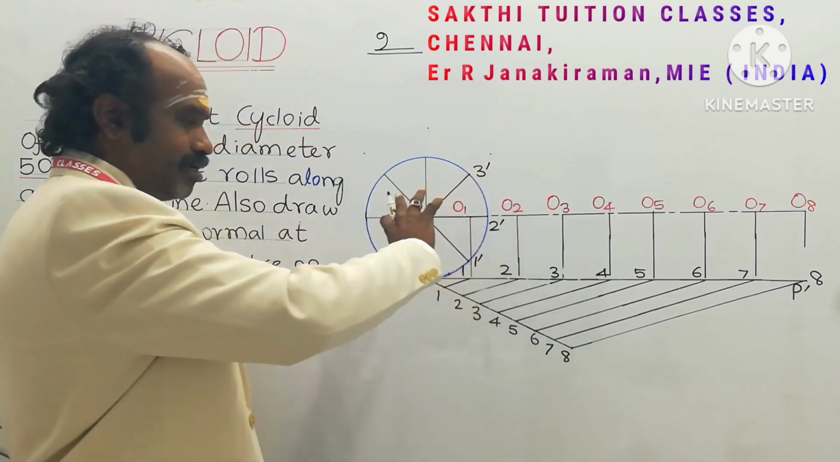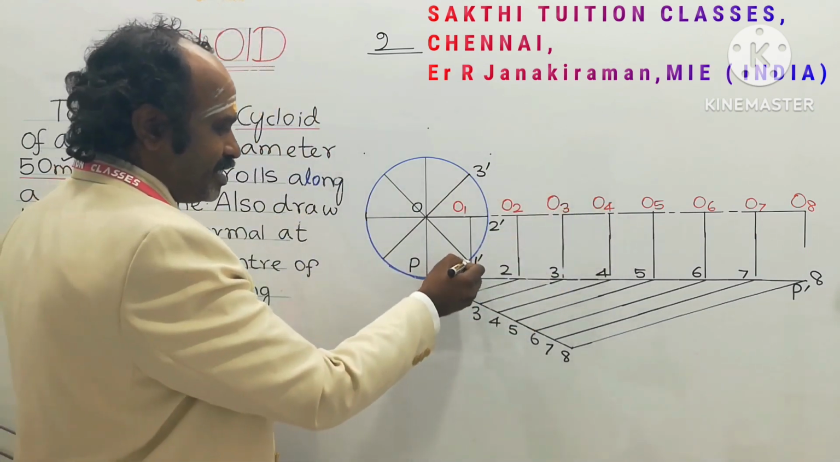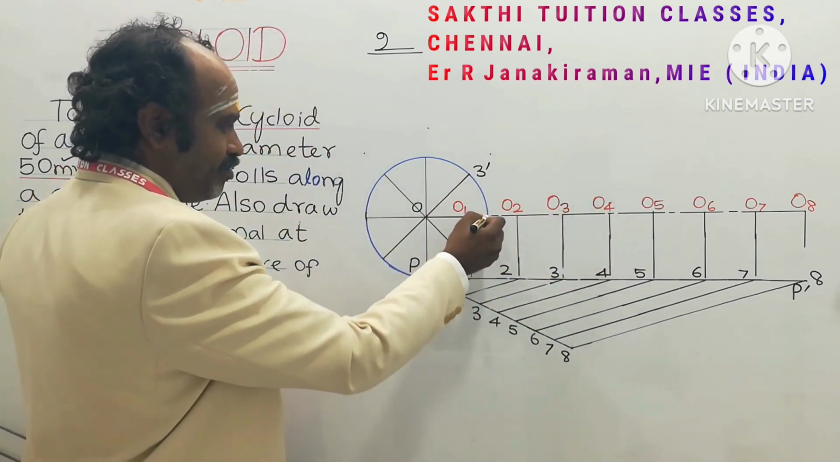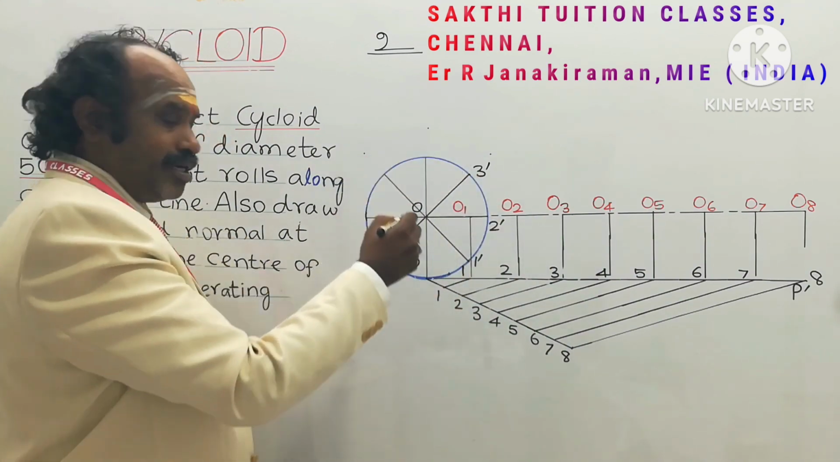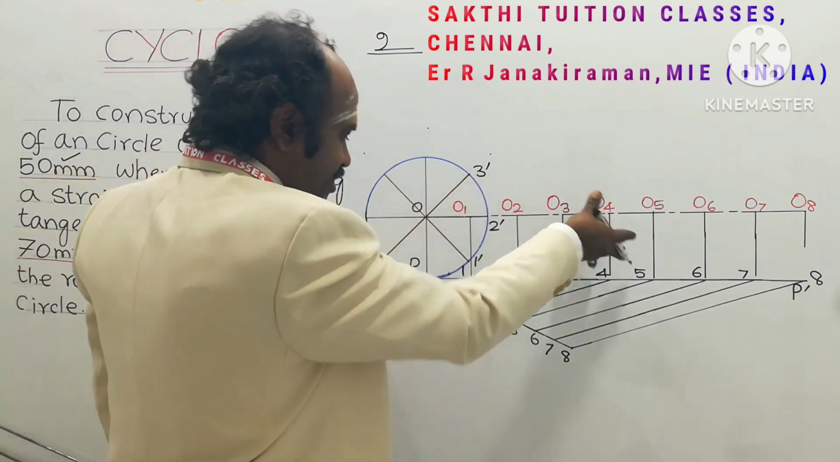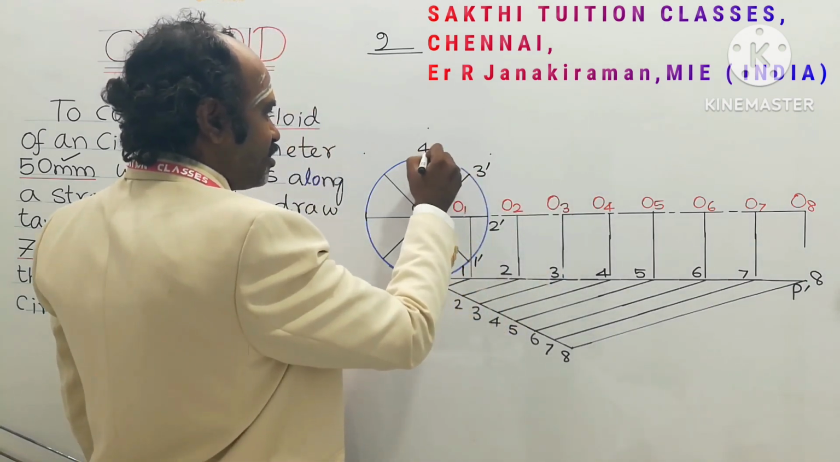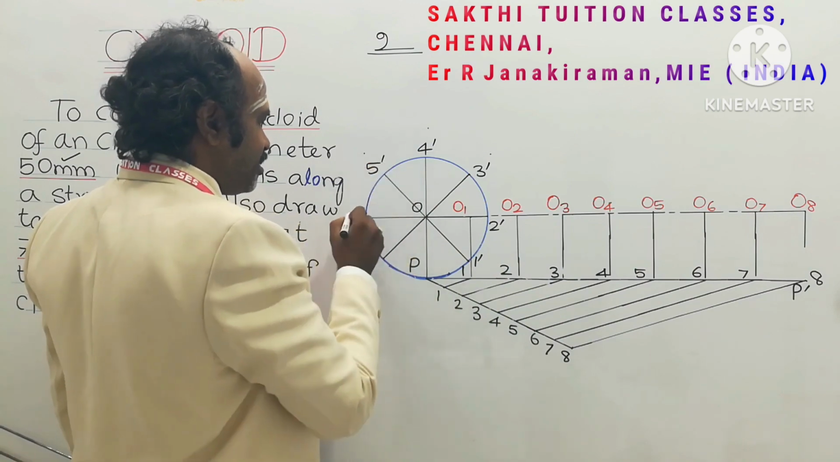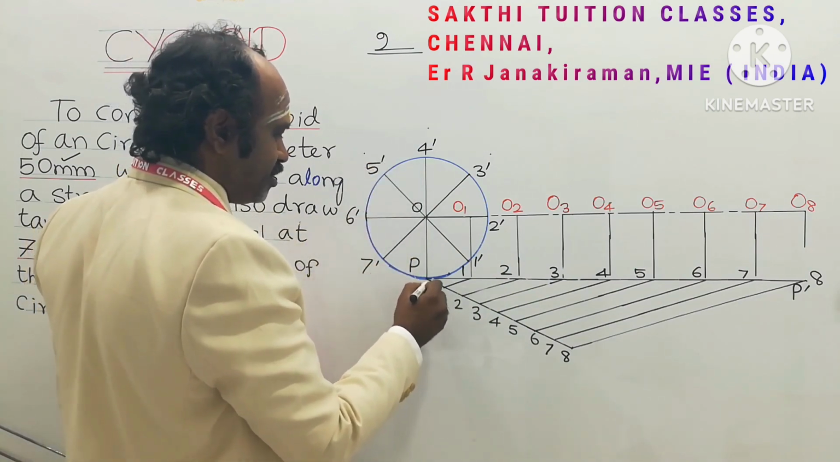So the rolling circle is to be rolled clockwise. Okay. So you have to name the circle. This is point 1 dash, 2 dash. You have to name it like this, in this order. Don't mark like this. Okay. Because the circle is to be rolled clockwise. So this is the direction of clockwise. So 4 dash, 5 dash, 6 dash, 7 dash, and the P point would be 8 dash.